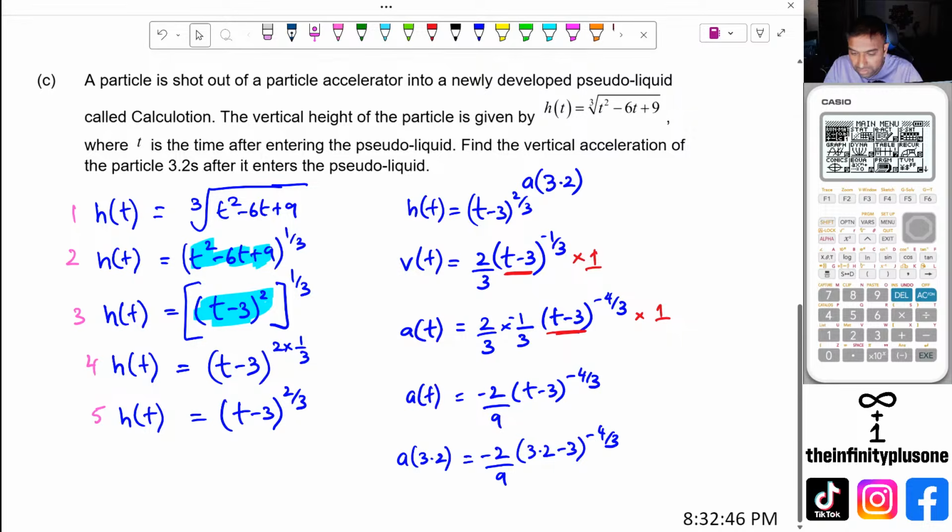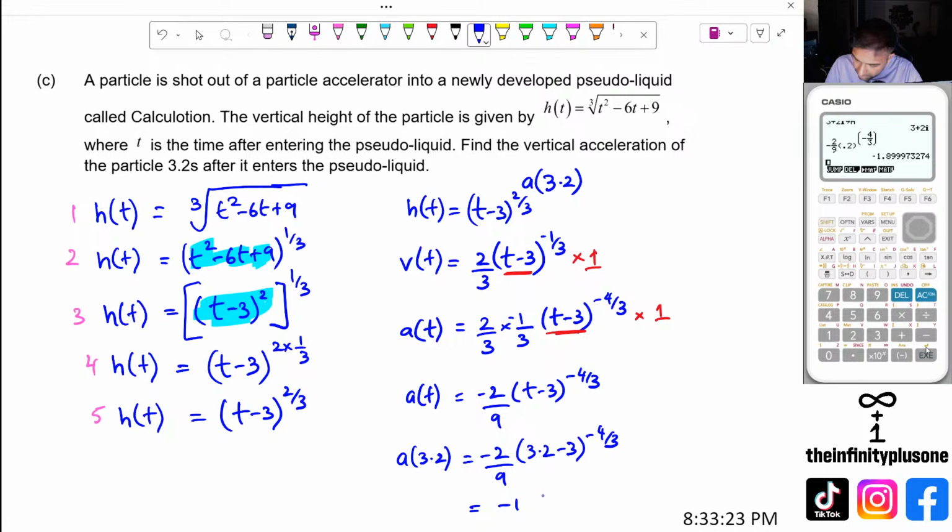Let me just work it out in the calculator. What do we got? Negative 2 over 9, and then that's going to be 0.2, because 3.2 minus 3 is 0.2, to the power of negative 4 over 3. Yeah, so it's around negative 1.9. And that's pretty much it for this question.